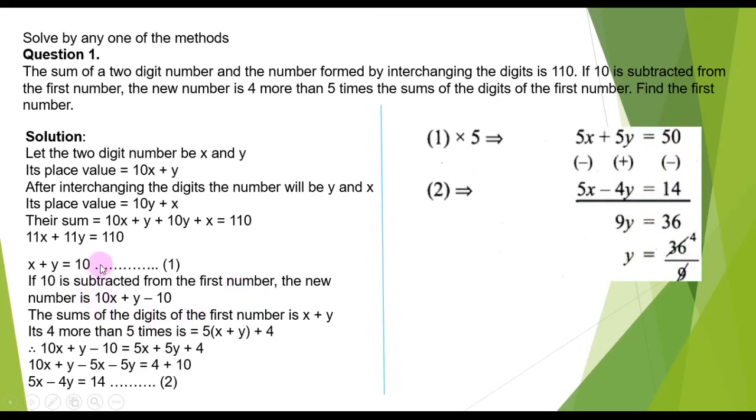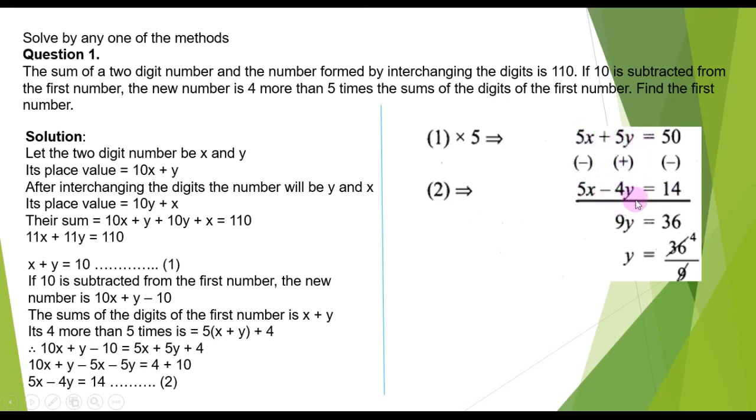Now consider equation 1 and 2. Multiply equation 1 with 5. So 5x plus 5y equal to 50. Now equation 2, 5x minus 4y equal to 14. Now change its signs. So 5x minus 5x will be cancelled. Here minus 4y. When we change its sign, this will be plus 4y.